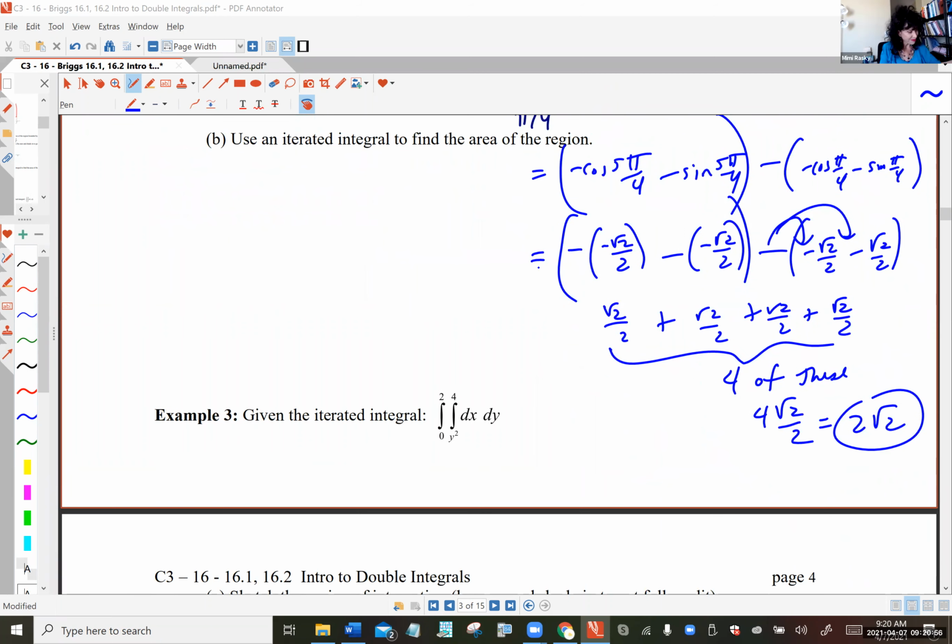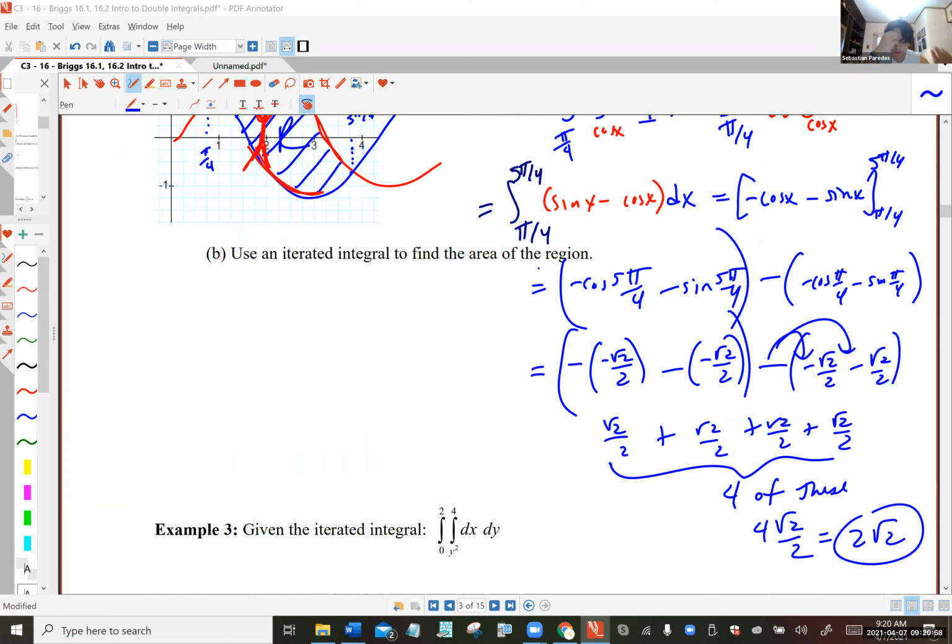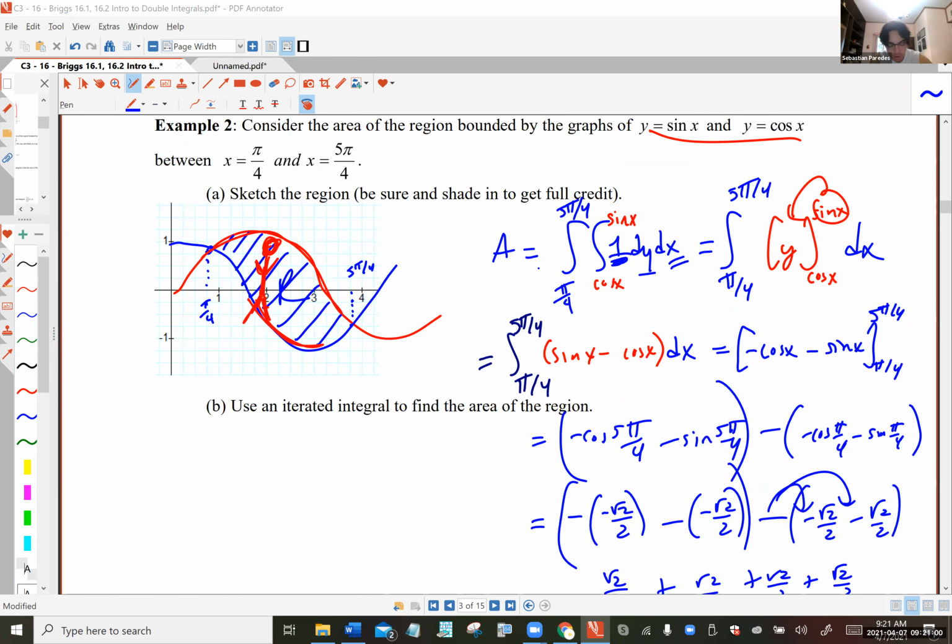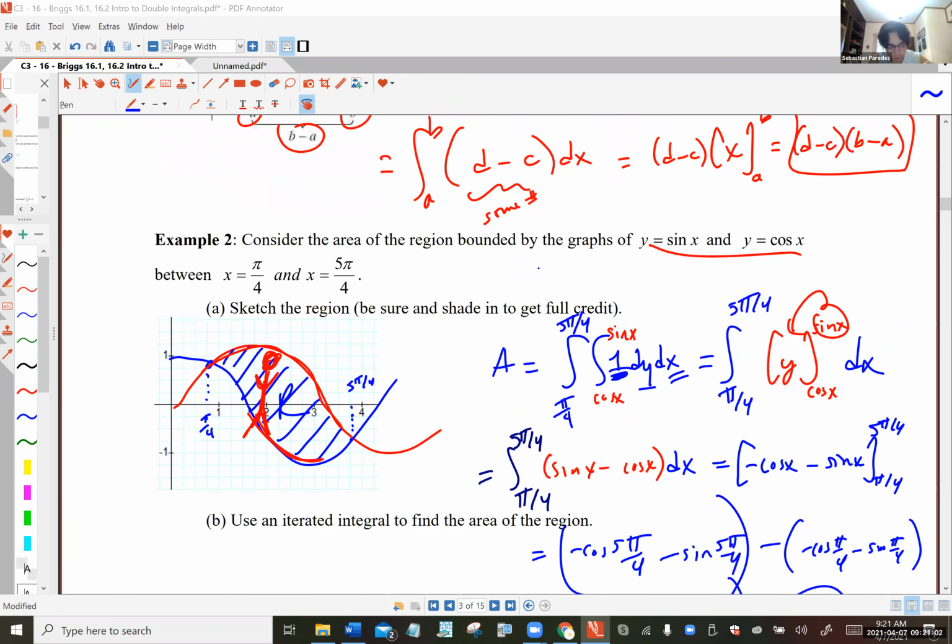I actually have a quick question, Professor, just to confirm. So we did the dy first and then dx because it was horizontal, correct? No, this is a vertically simple region. Or sorry, yeah, vertically. Sorry, vertically.